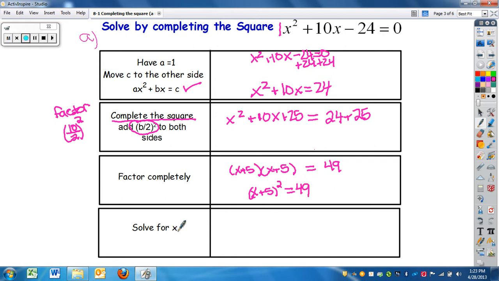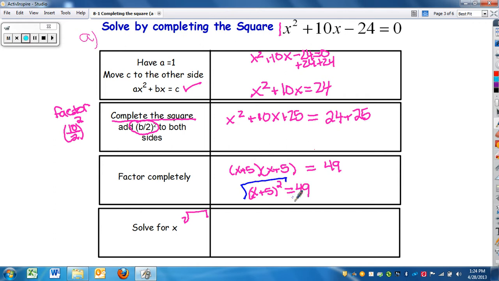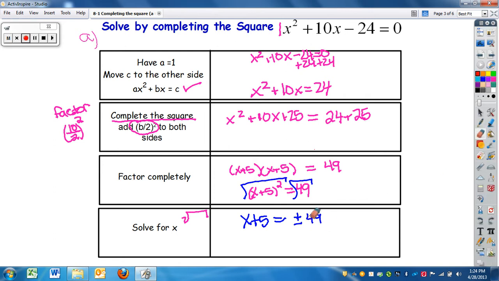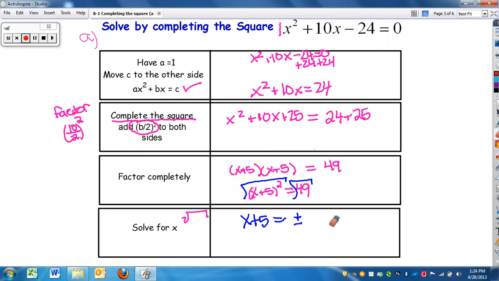And now we're going to solve for x, and we're going to use our inverse operation of the square root, because we squared. So I'm going to square root both sides. When you do one side, you have to do the other for equations. So you have x plus 5. Remember, when you take the square root of a number, it's plus or minus. Or, sorry, you have to actually square root it. Plus or minus 7.